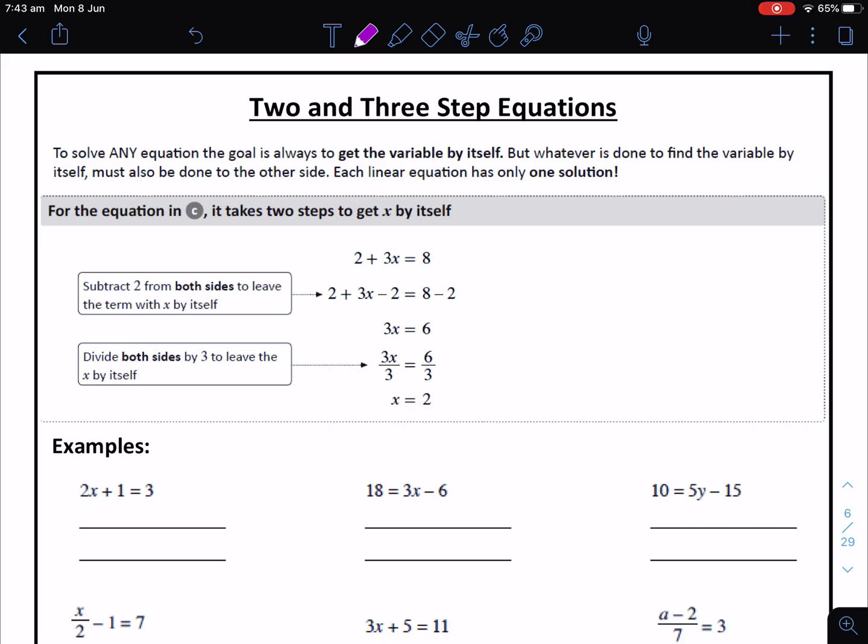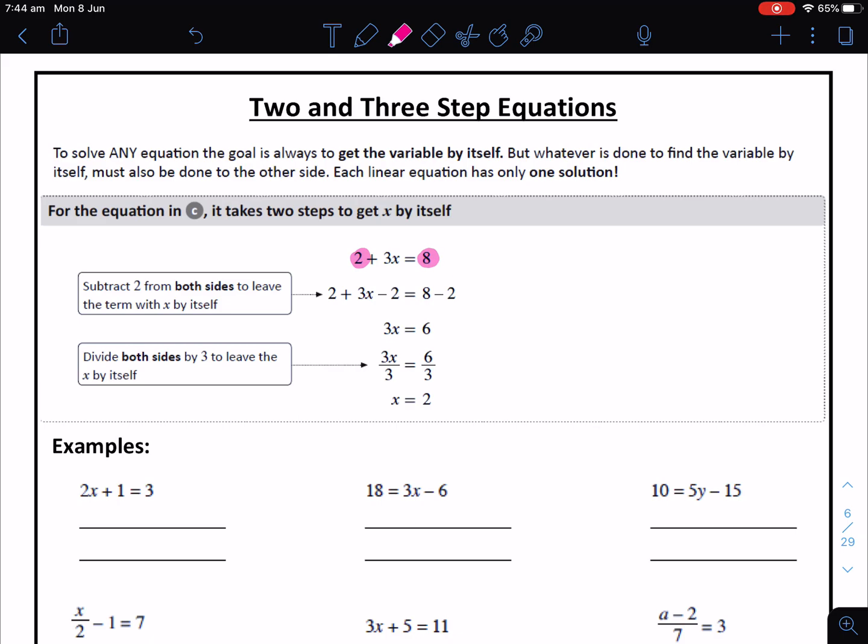So with two-step equations and three-step equations, the first thing you want to do is look for the number without the term, like without the pronumeral. Okay, so get all the numbers together first, and we do the pronumeral last. So if we have a look at this example here, we've got 2 plus 3x equals 8. You can see that the 2 and the 8 are not related to the pronumeral. They haven't got the pronumeral with them. So we're going to do them first.